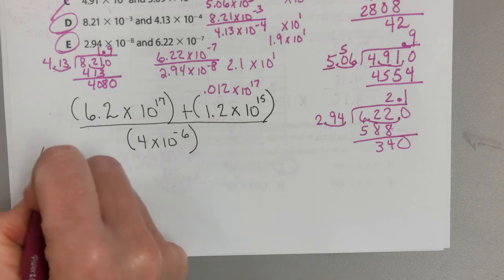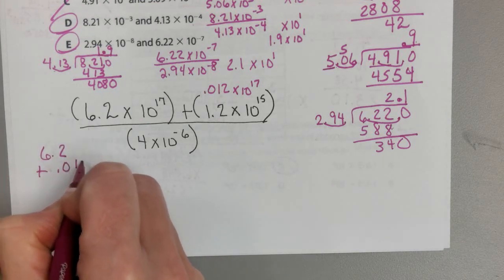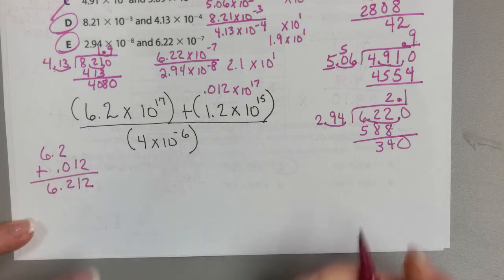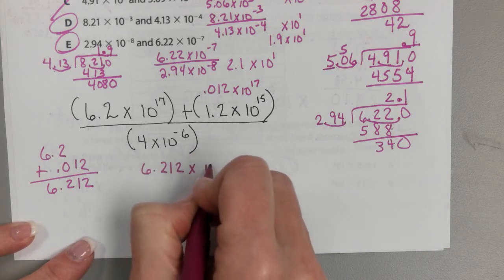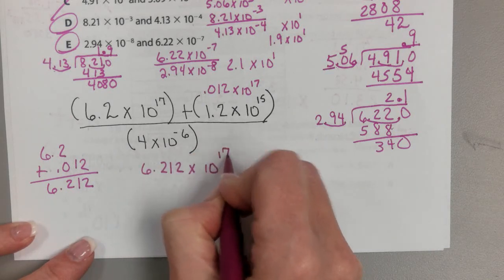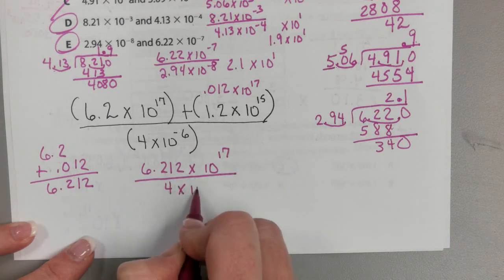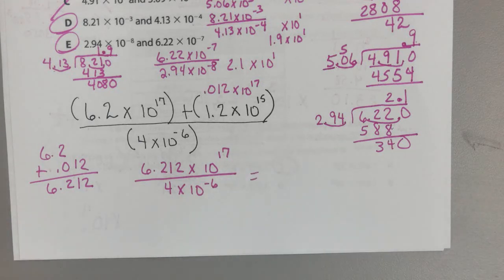So we've got 6.2 plus 0.012. So we have 6.212 times 10 to the 17th divided by 4 times 10 to the negative 6. So what about those exponents? Let's take care of that. What do I do with those?